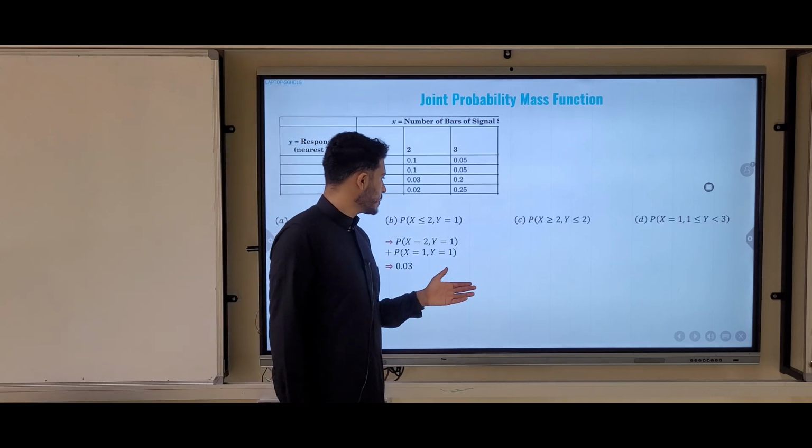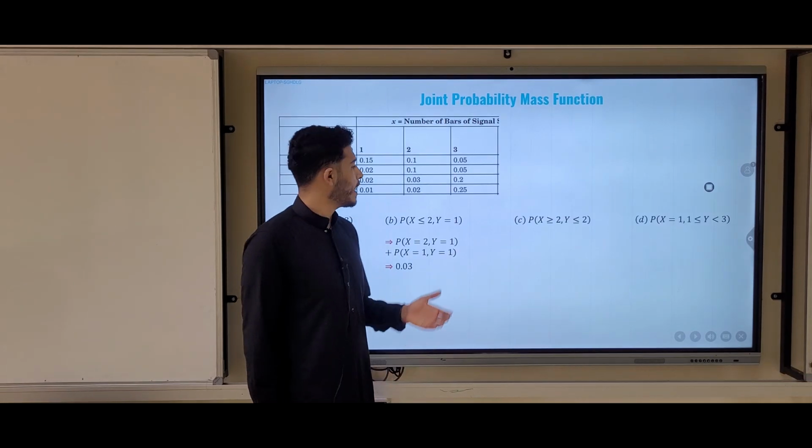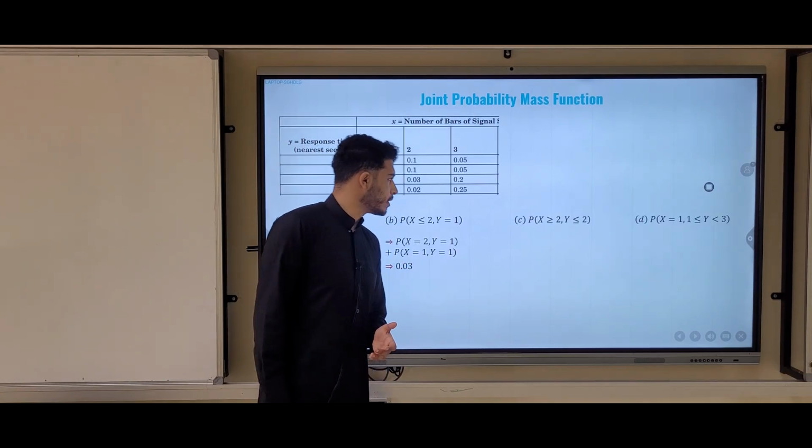The next one, probability of capital X greater than or equal to and capital Y less than or equal to.